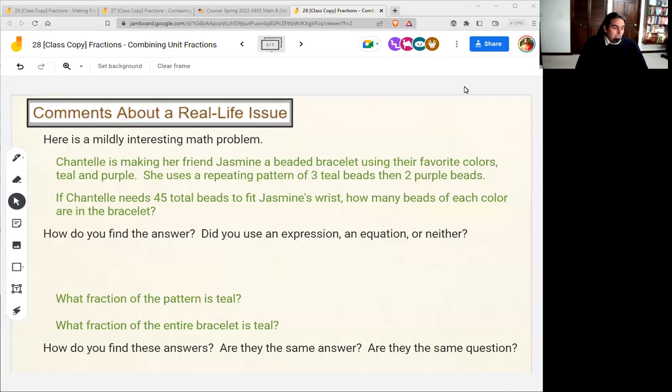ToDoodle 28. Now we're talking about putting fractions together. We've done a little of this, but we're going to focus on it more. Here's our first problem. Chantel is making her friend Jasmine a beaded bracelet.